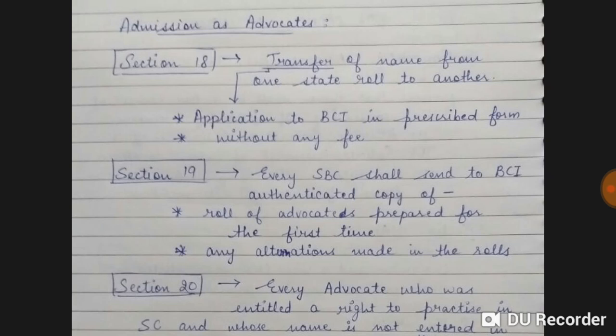Second, any alterations made in the rolls. Alterations means whenever an advocate is transferred from that state to another or any other member is enrolled in that state bar council, those alterations are also to be reported to the Bar Council of India.